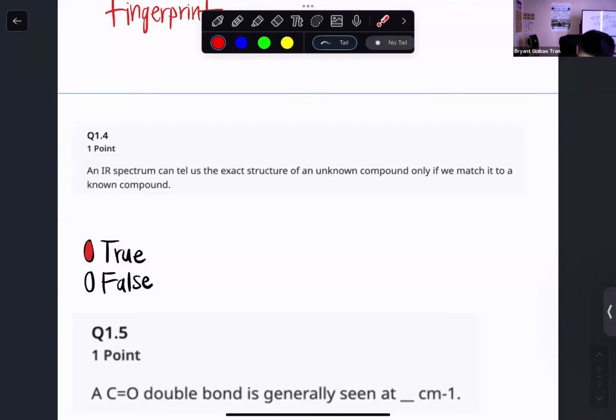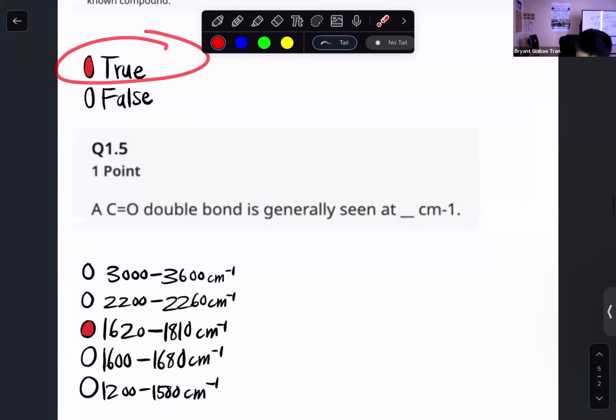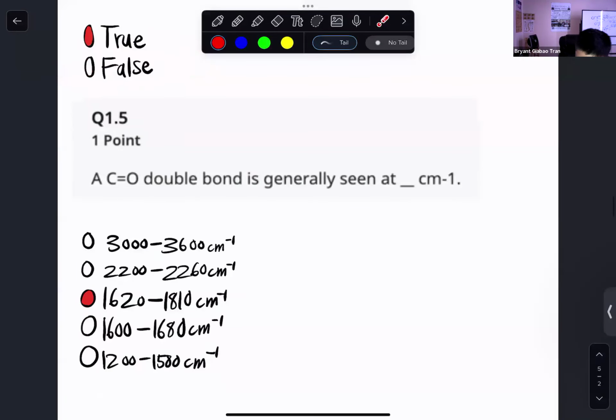If we match an unknown compound's IR to the IR of an exact structure of another compound that we know, and everything matches, the single bonds and the functional groups, then we could tell that the unknown compound is the known compound that we have.